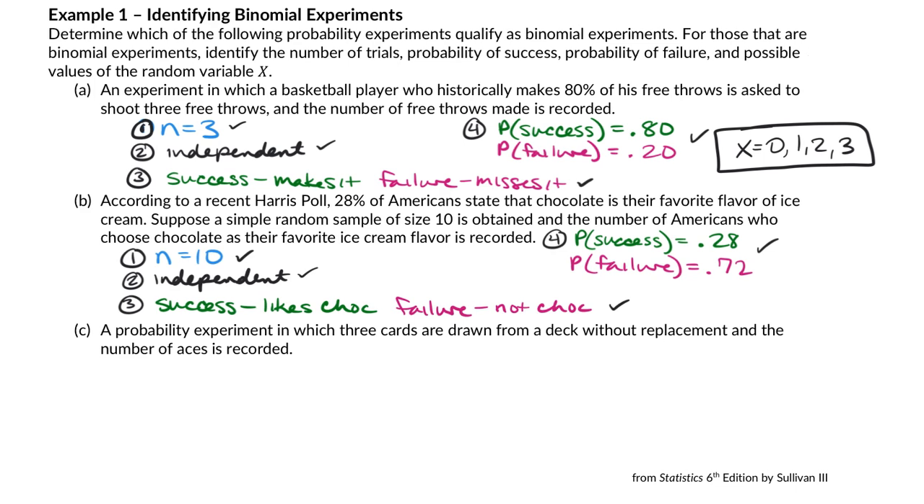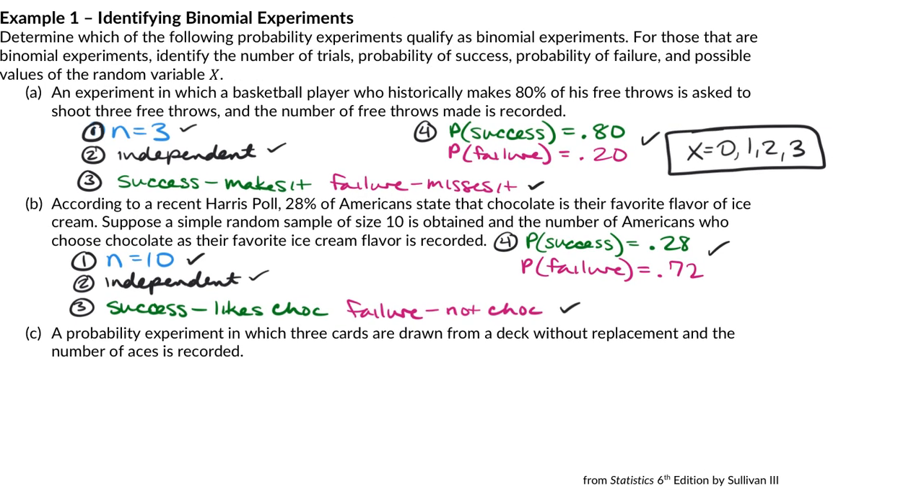What are the values of the random variable here? How many people could I pull out of these 10 that like chocolate? Or let me rephrase that question. What's the least number of people out of the sample of 10 that could like chocolate? 0. And then I could get 1, I could get 2, I could get 3, 4, 5, 6, 7, 8, 9, and 10. That is the options.